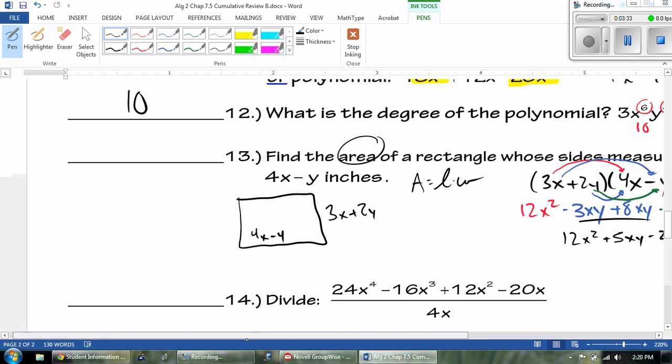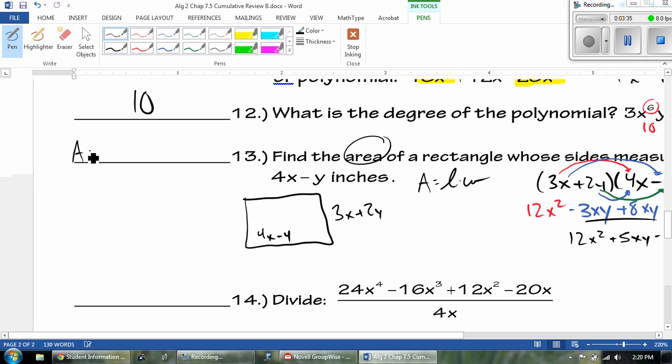So when I'm getting ready to write this over here, we would say that the area equals 12x squared plus 5xy minus 2y squared. But don't forget your units. Okay, we're talking about inches and we're talking about inches squared.